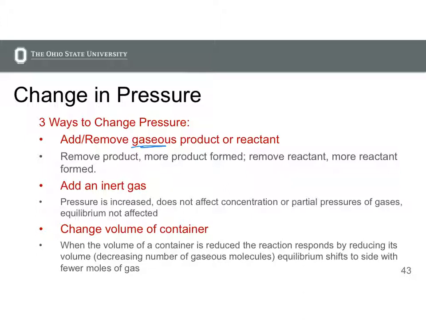Okay? Adding an inert gas. The overall pressure on the system is increased, but because the partial pressure of the reactant or product isn't affected, it doesn't affect the system. It doesn't affect the equilibrium. So an inert gas does not affect the concentration of our gases in the equilibrium, so equilibrium is not affected. Okay. Changing the volume of the container. Again, this is related to pressure.